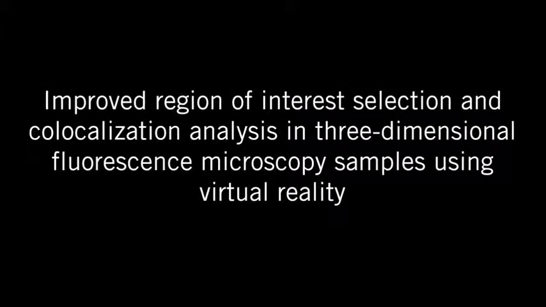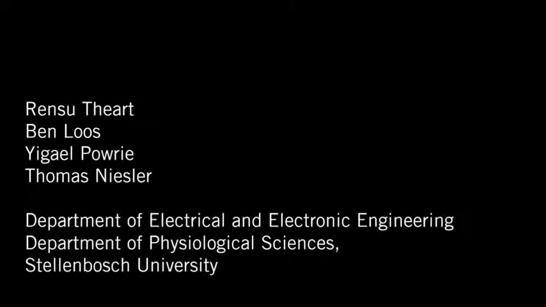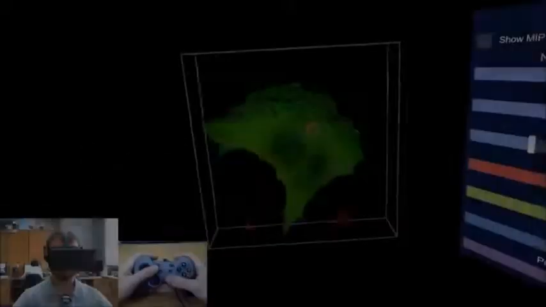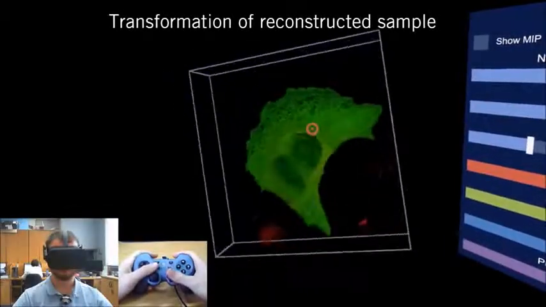Even though modern fluorescence microscopy produces detailed three-dimensional datasets, colocalization is still most commonly investigated in two dimensions. Since region of interest selections are also made two-dimensionally, complex three-dimensional structures cannot be adequately isolated. Therefore, in this video we will demonstrate a virtual reality system that is capable of complex three-dimensional region of interest selections. Firstly, the system visualizes the three-dimensional reconstruction of the fluorescence data.